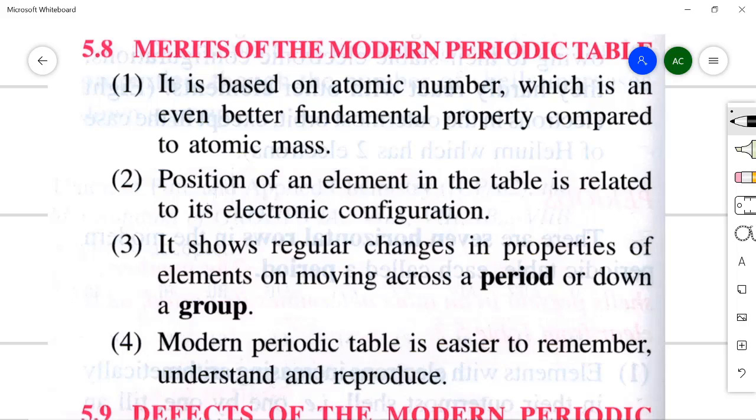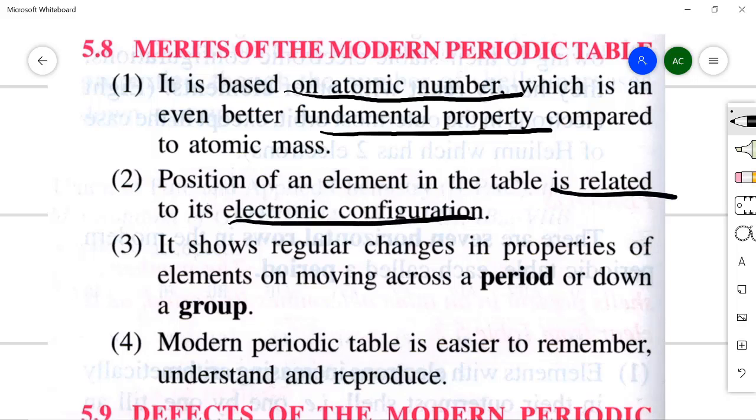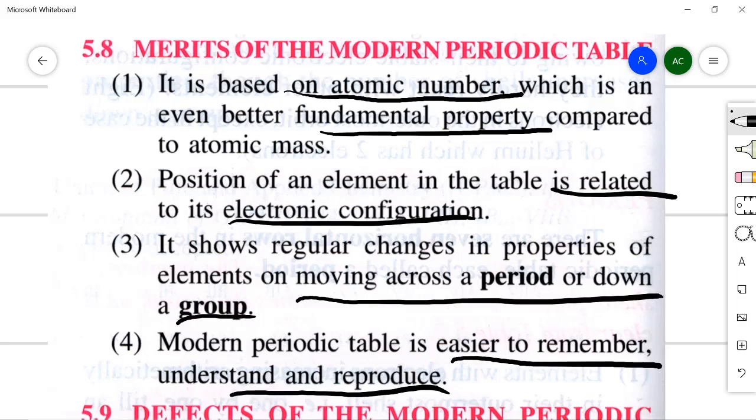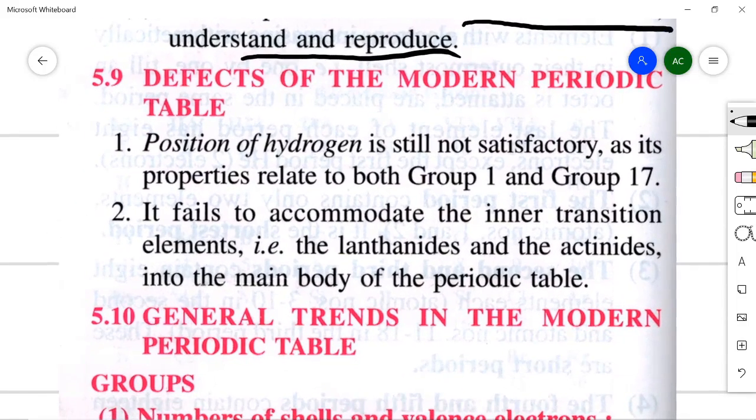And so let's revise the merits of the modern periodic table. It is based on atomic number, which is a better fundamental property than atomic mass, and the position of the elements is related to their electronic configuration. It shows a regular change in properties of elements when moving in a period or group, and it is easy to remember, understand and reproduce. But what are the defects of the modern periodic table?